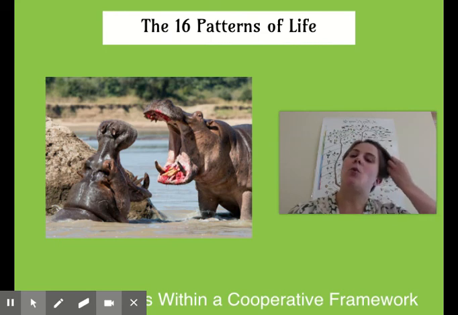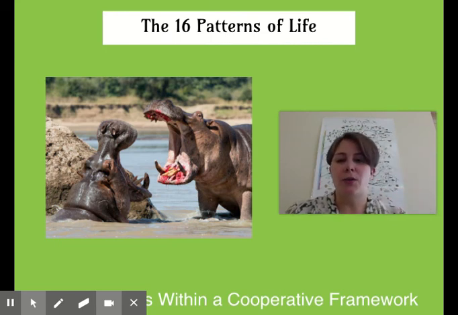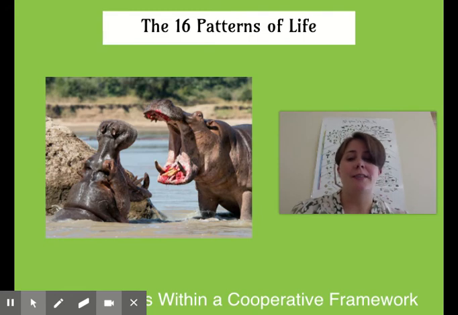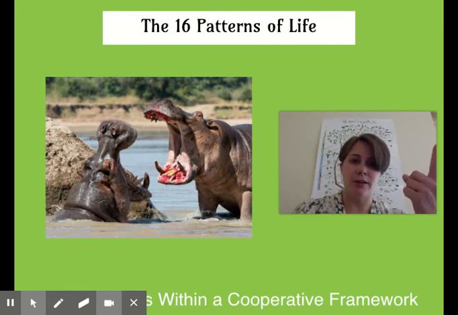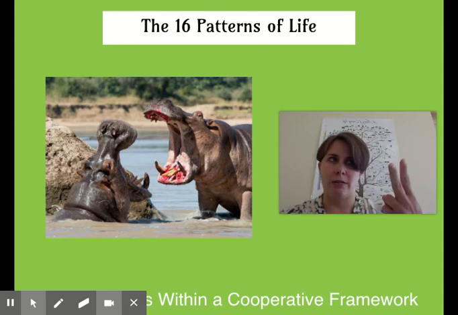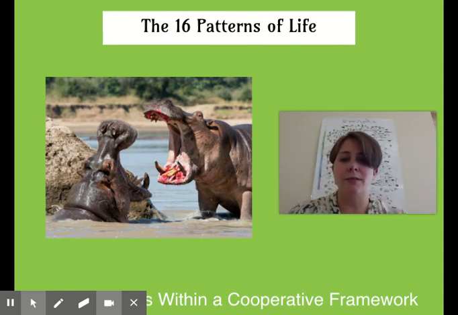Life competes within a cooperative framework. This works on two seemingly contradictory ideas that are actually not contradictory at all. The first one is that every creature acts in its own self-interest, and the second one is that the living world works through cooperation. So self-interest, cooperation. They don't seem to go together, but organisms act in self-interest, but not in self-destruction.